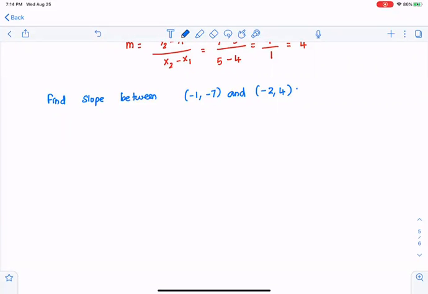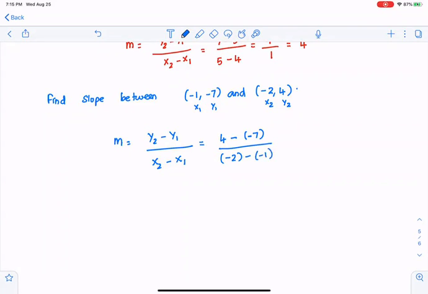So I'm going to call the first point x1, y1 and the second point x2, y2. So the slope m, the formula is y2 minus y1 divided by x2 minus x1. y2 is 4, y1 is -7. Anytime you have a negative number, it's better to put it within parentheses. So this way you don't make any mistakes. So 4 minus (-7) within parentheses, divided by x2 is -2 minus (-1) inside parentheses.